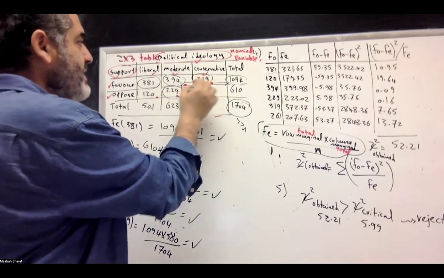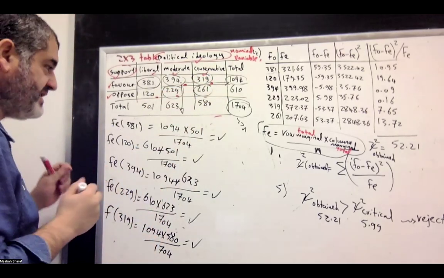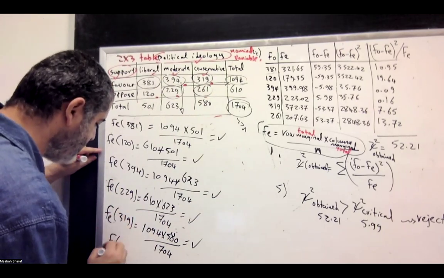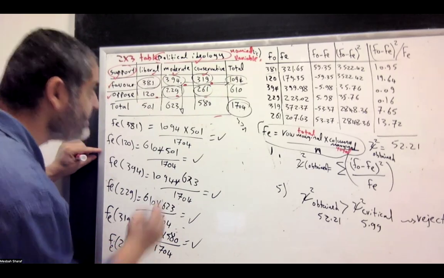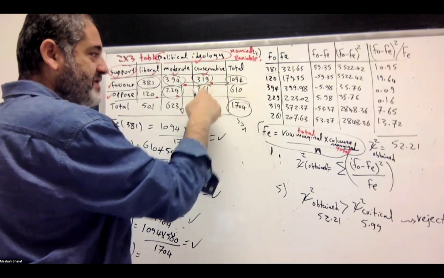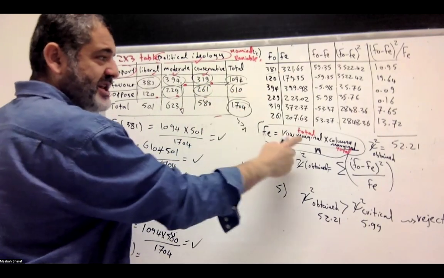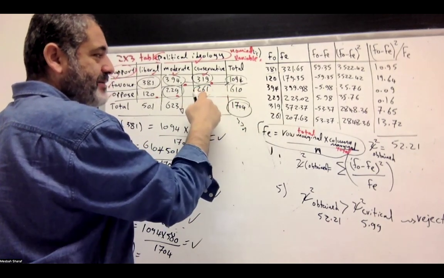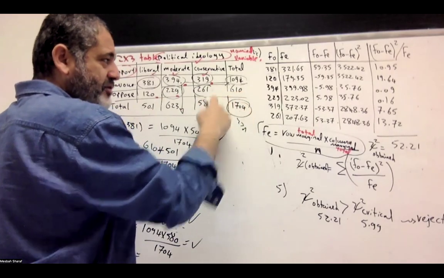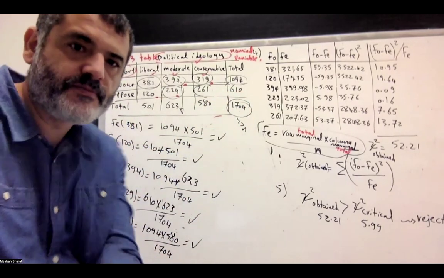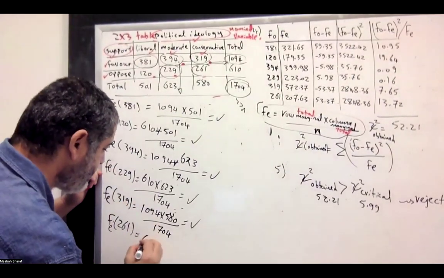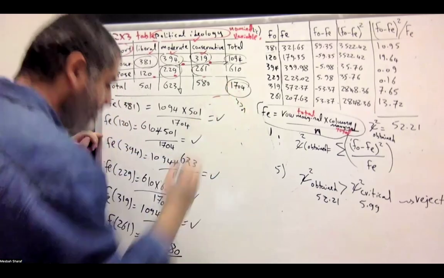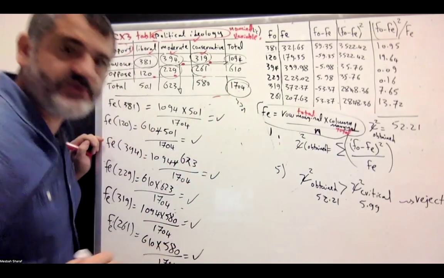And then you go to the 261. The 261 belongs to this row and this column. So you multiply the row total, the row marginal. Row marginal means the row total. You multiply the total of that row and the total of that column. So you multiply 610 by 580, and you divide that by 1704, and then you get it.